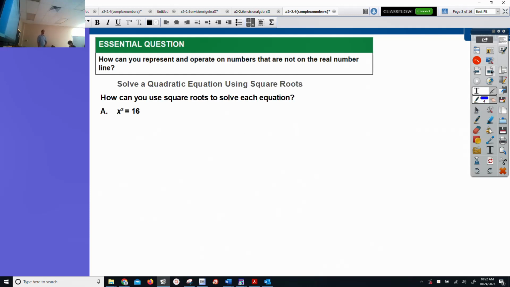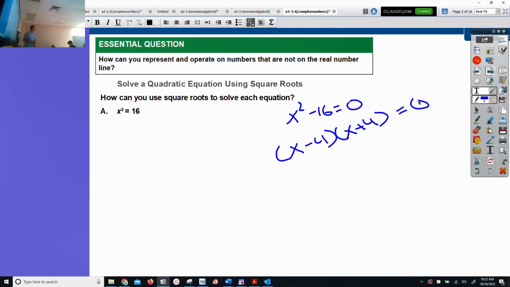That could be factored, couldn't it? This could be x squared minus 16 is 0. That factors to x minus 4 and x plus 4. Then you could use zero product property and have your solutions. But did it need to be done that way? There's a square root method which you use if you can easily take the square root of both sides.